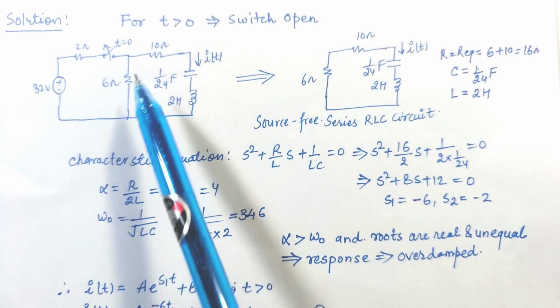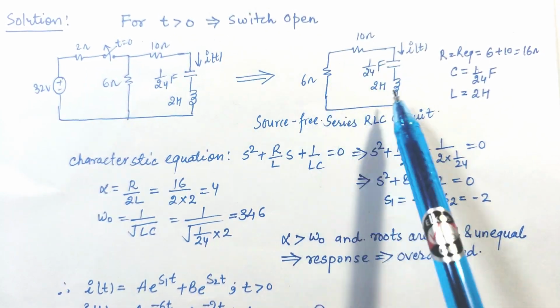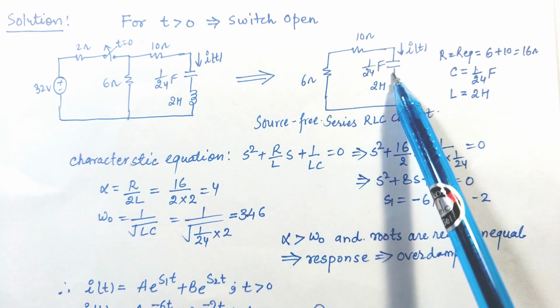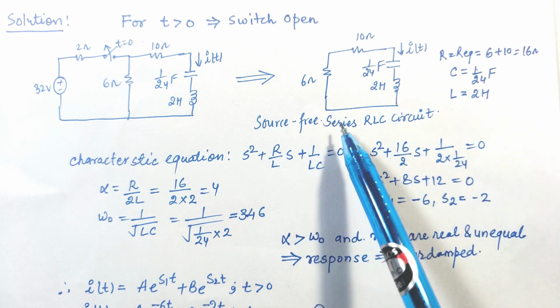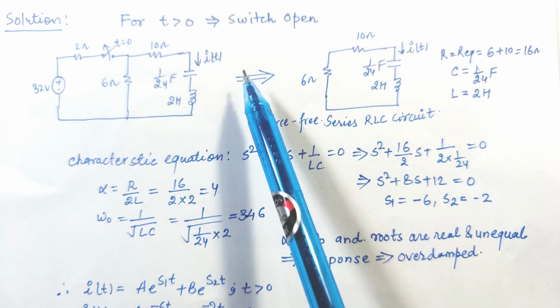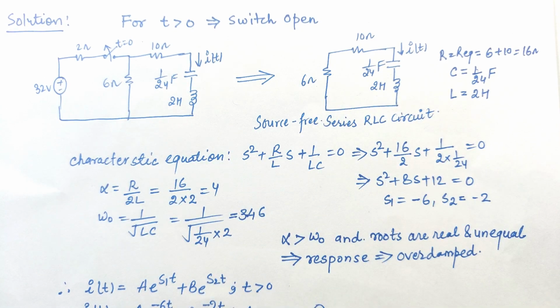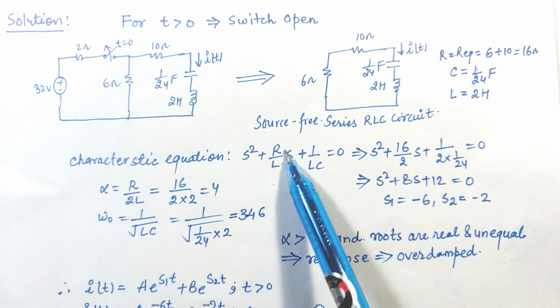Here we can see that if the switch is opened at t = 0 seconds, then for t > 0 seconds, the circuit will be like this. Here, R will be equal to 6 + 10 = 16 ohm. Capacitance value is 1/24 farad and inductance value is 2 henry. After t > 0, when the switch is opened, this will become a source free series RLC circuit.